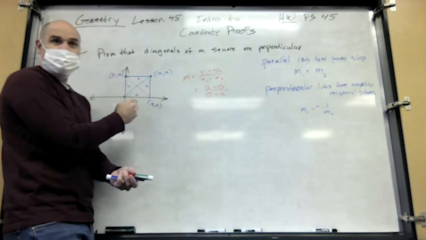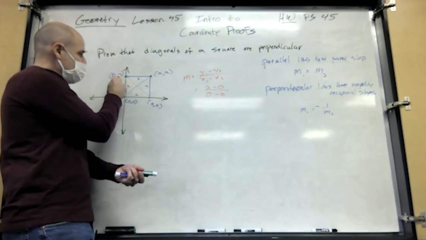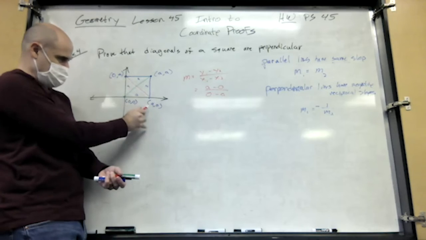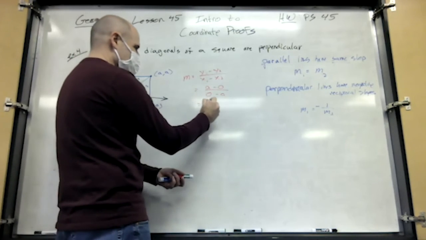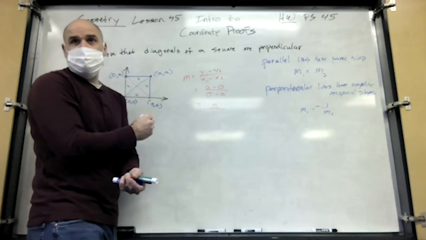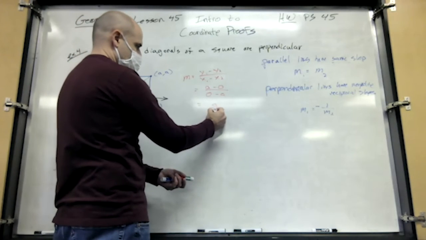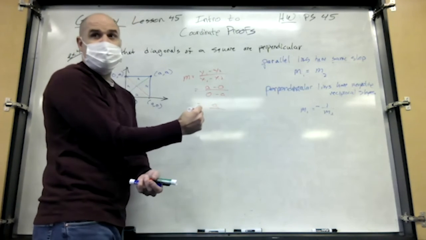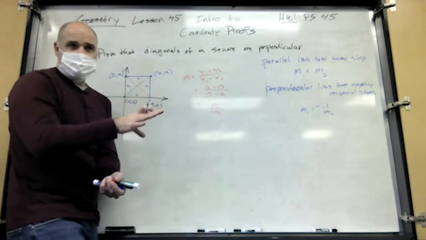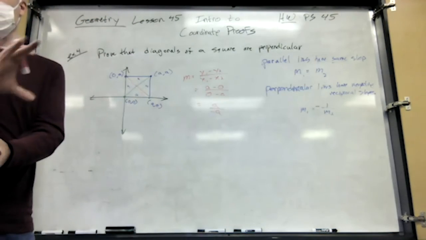So do you see what I did? The y values are a minus 0, because those are the y values. And then the x values are 0 minus a. So what does that equal? A minus 0 is a. What's 0 minus a? Negative a. Okay, so let's come back to that.